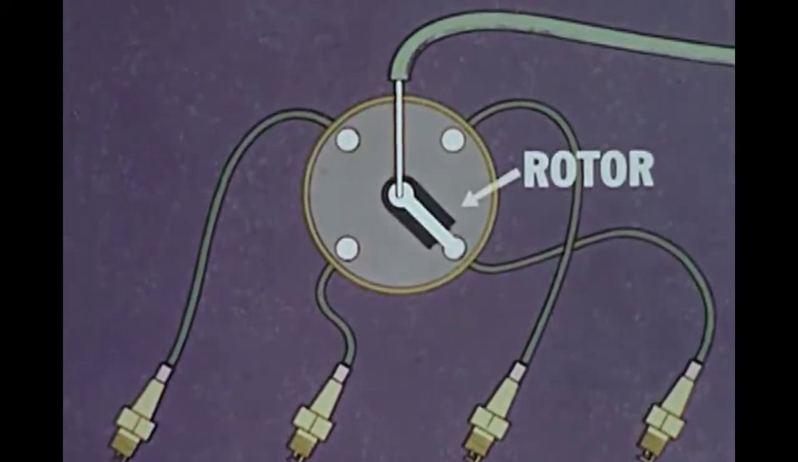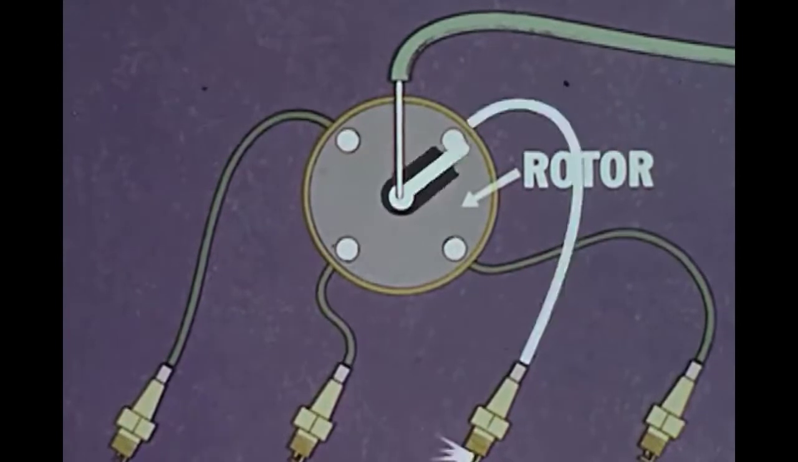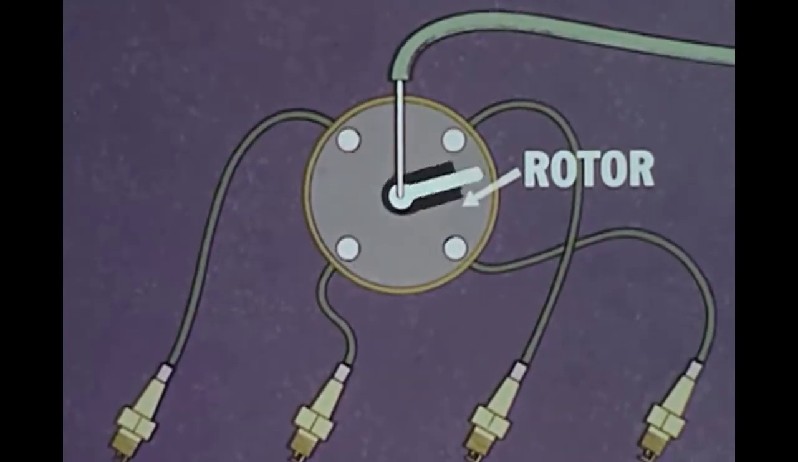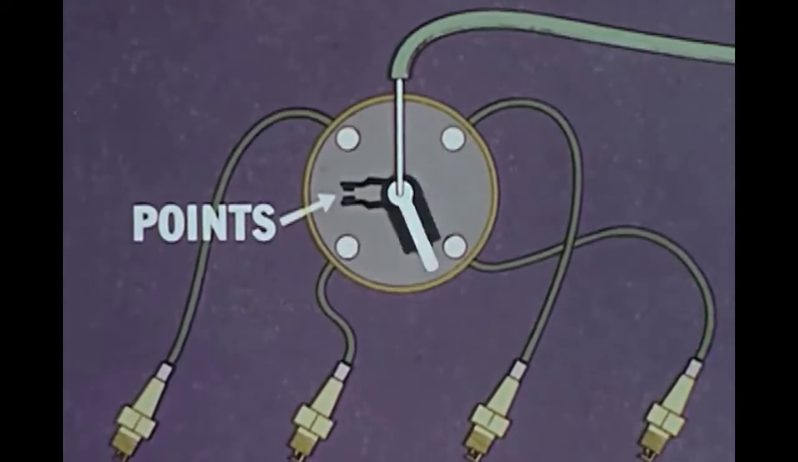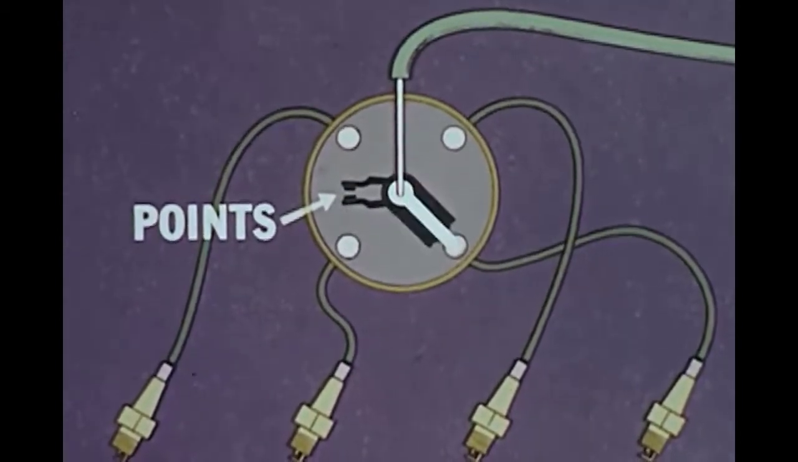Inside the distributor is a rotor, which as it turns, touches a series of contacts, one of which is wired to each spark plug. The points open and close as the rotor turns, interrupting the current to produce the fuel-igniting spark.